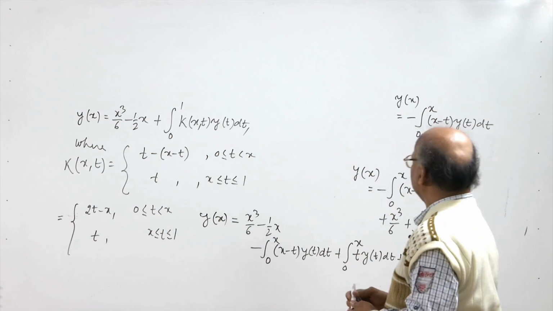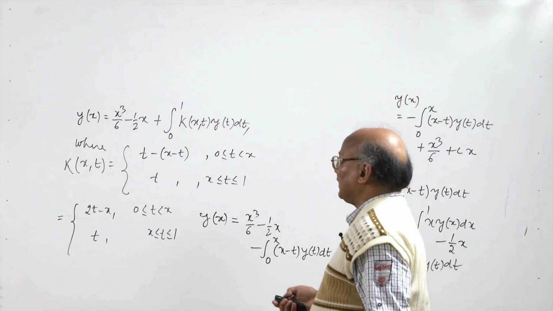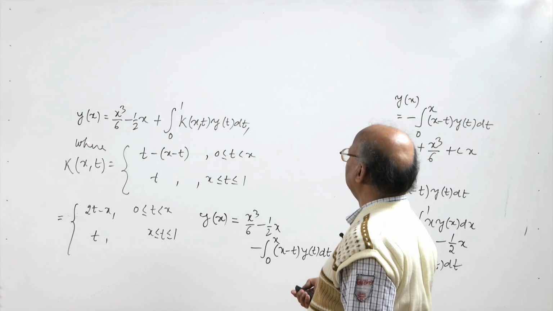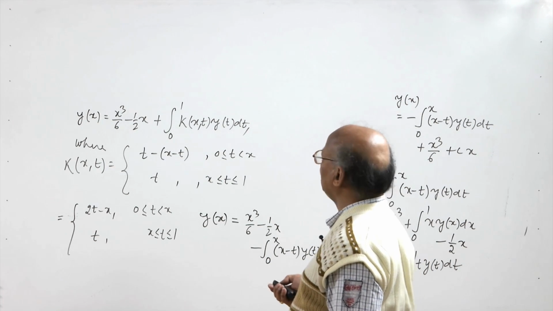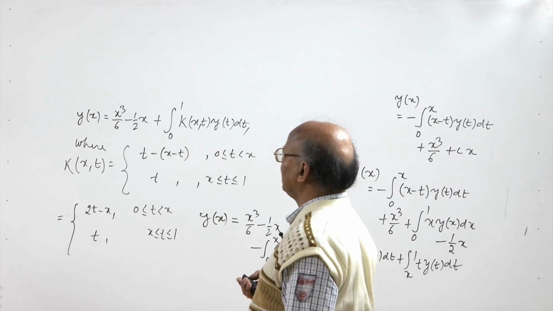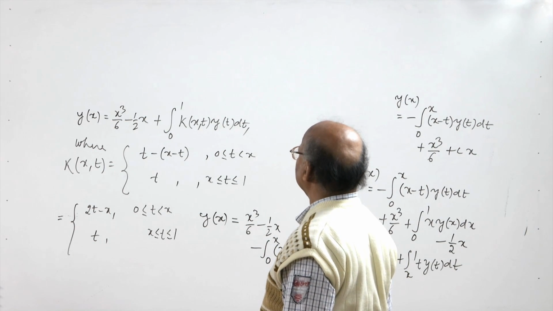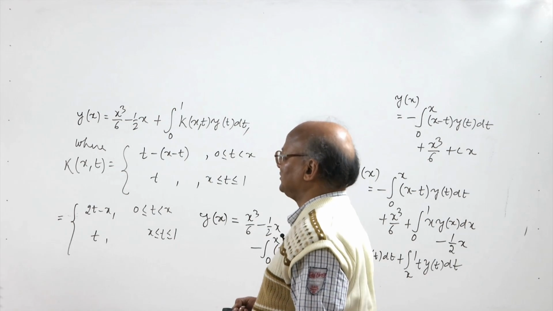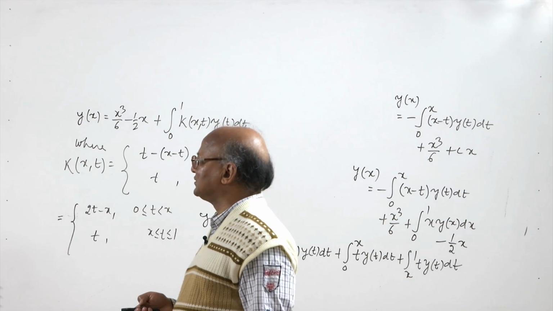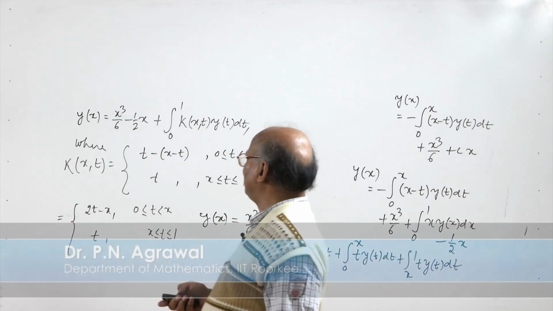So we can obtain the Fredholm integral equation of the second kind, y(x) equal to x³/6 minus half x plus integral 0 to 1 K(x,t) y(t) dt, where K(x,t) is given by this expression. So this is how we convert this boundary value problem into a Fredholm integral equation of the second kind.